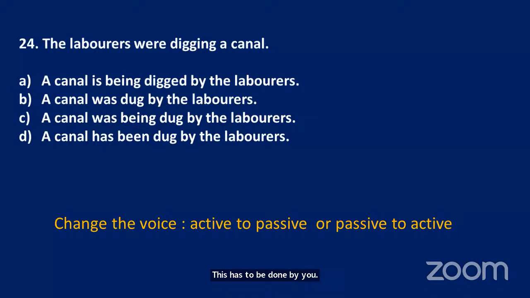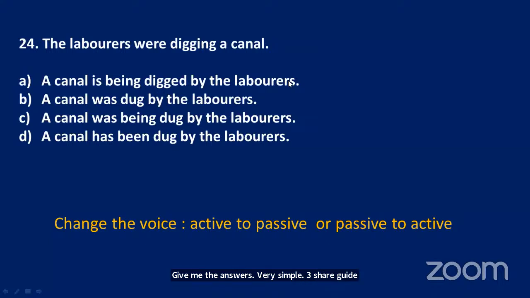The laborers were digging a canal. All right. So a canal is being digged by the laborers. A canal was dug by the laborers. A canal was being dug by the laborers. A canal has been dug by the laborers. Give me the answers. Very simple. Taruni, Yogita, Harshita, Anthony, Srisha, Gayatri, many more.